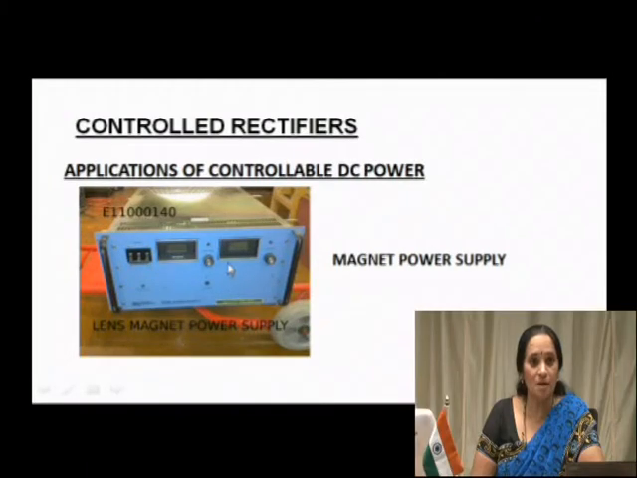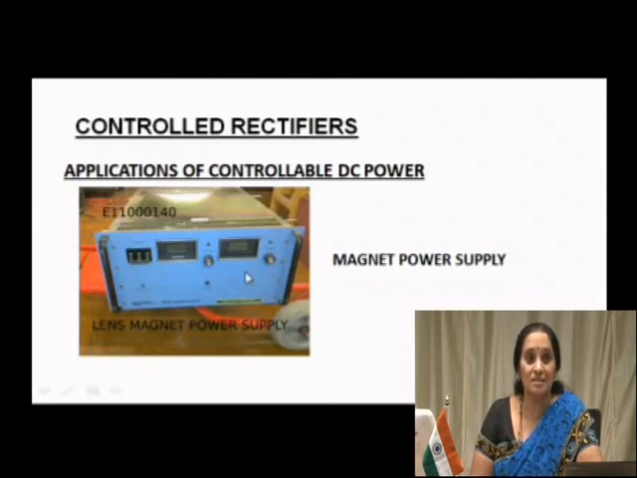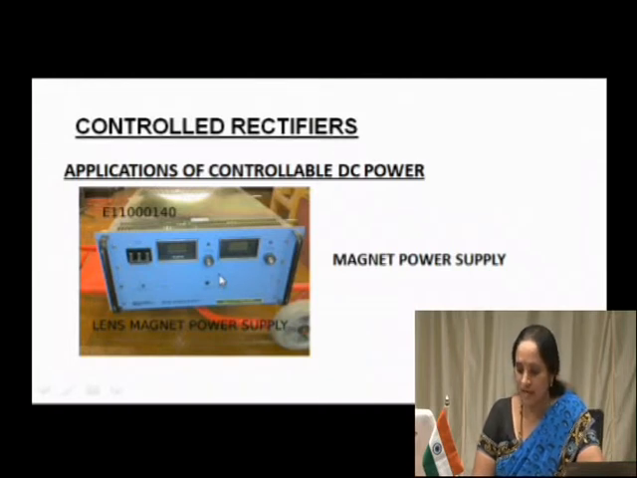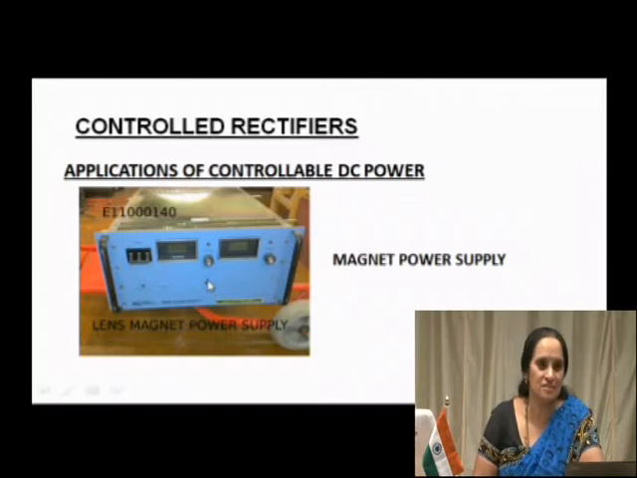Then a very special application is the magnet power supply. Power supply to magnets, called superconducting magnets, which have very good uses in biomedical instruments, such as the MRI scans you would have heard of. Then in X-ray diffraction, in neutron diffraction, and in the scanning tunneling microscope, which obtains atomic scale images of metal surfaces.